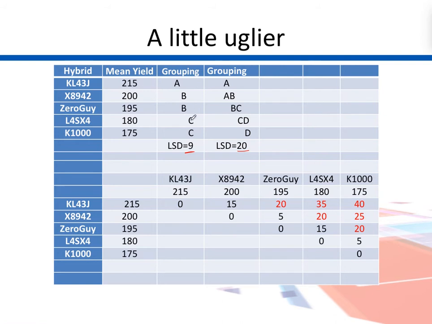Now you compare this with this, so it has 195 and 180, the difference is 15, LSD is 9, so both of them are given separate letters. So now this gentleman should be having the same letter, and this one will be getting a different letter, so we give him a letter C. Now we compare this one with this, 180 and 175, the difference is 5, which is less than LSD, so we give him the same letter as this one.